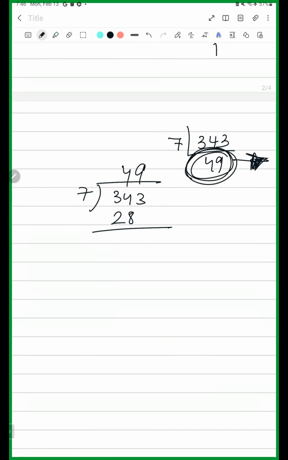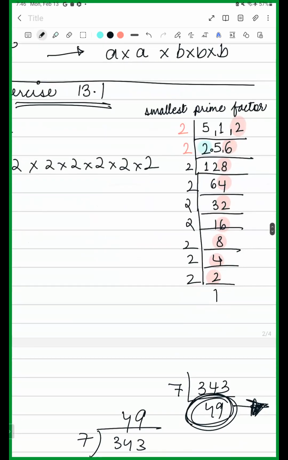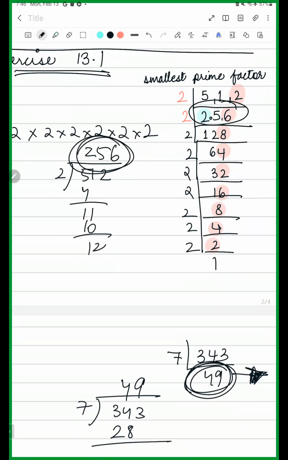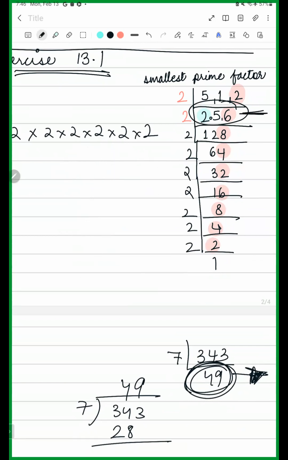Okay, I understand. यहाँ पे भी देखिए ना हमने क्या किया है. We wrote 256. 512 divided by 2. 2 twos are 4. 2 fives are 10. 2 sixes are 12. This is the quotient which we have written over here. Okay, I understood.